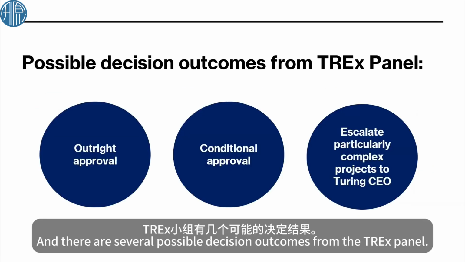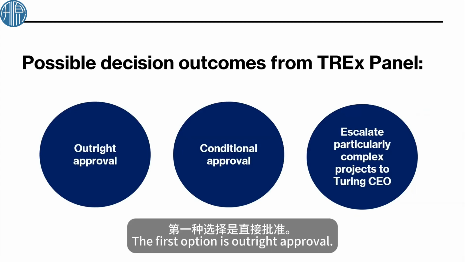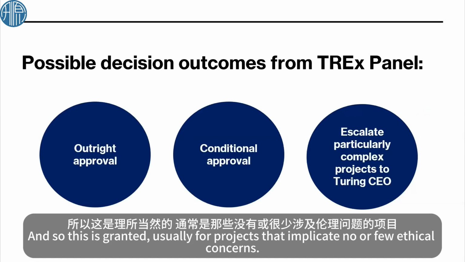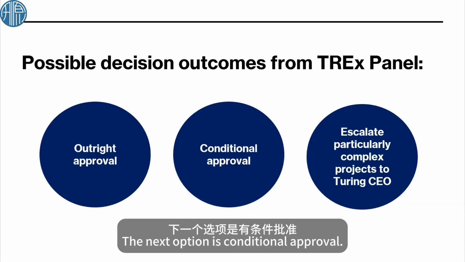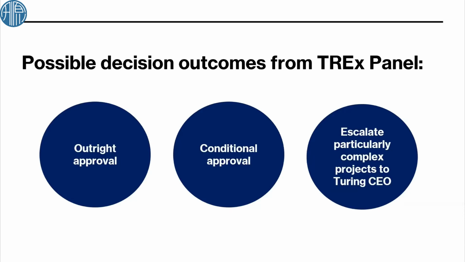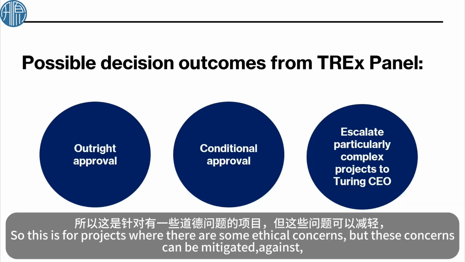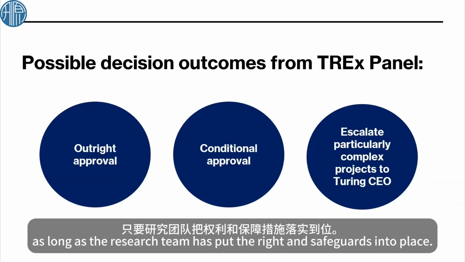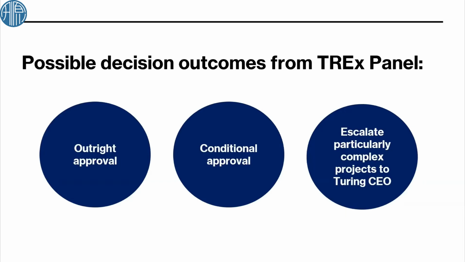There are several possible decision outcomes from the TREX panel. The first option is outright approval. And so this is granted usually for projects that implicate no or few ethical concerns. The next option is conditional approval. So this is for projects where there are some ethical concerns, but these concerns can be mitigated as long as the research team has put the right safeguards into place.